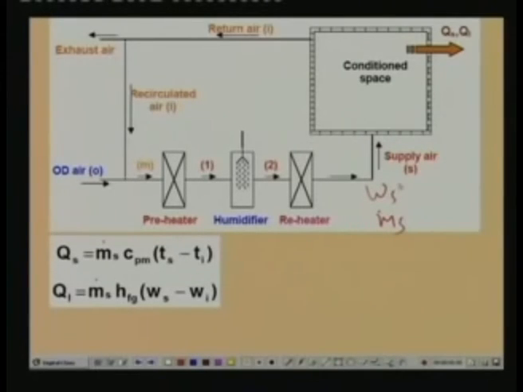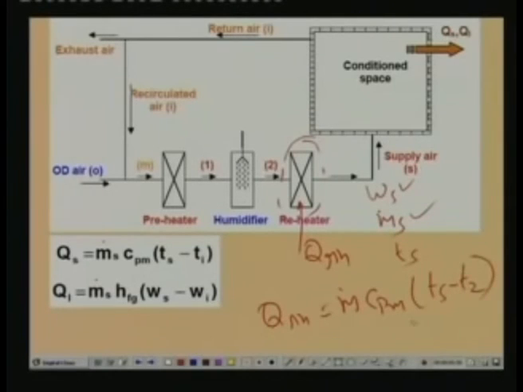then you can easily find out the rate at which heat is to be added in the reheater. For example, take a control volume across the reheater, then the heat to be added in the reheater QRH is nothing but m dot into Cpm into Ts minus T2, right. M dot is known to me, Cpm is known to me, and Ts is known to me, and if you know T2, then you can find out the rate of heat addition in the reheater.